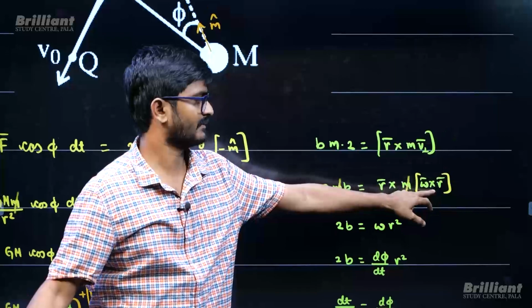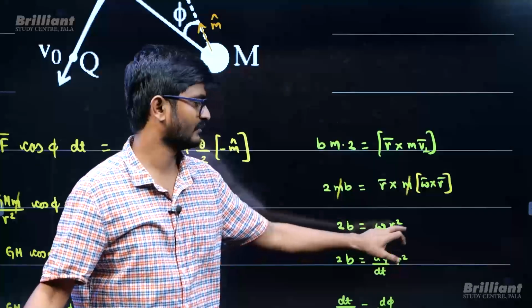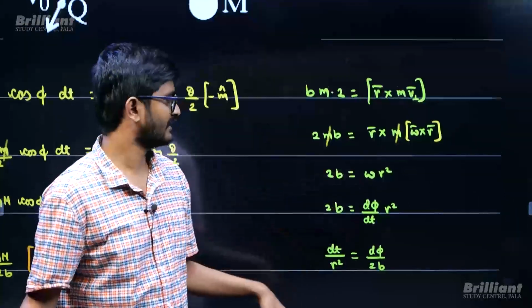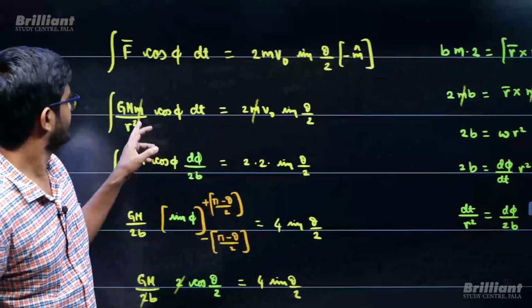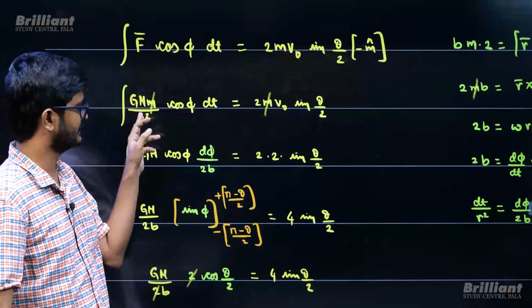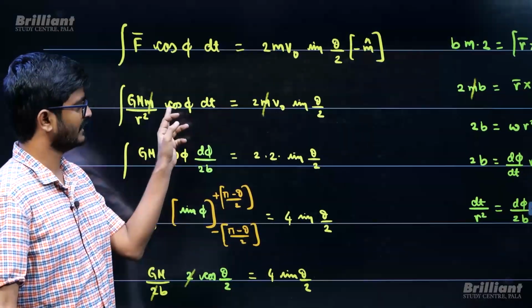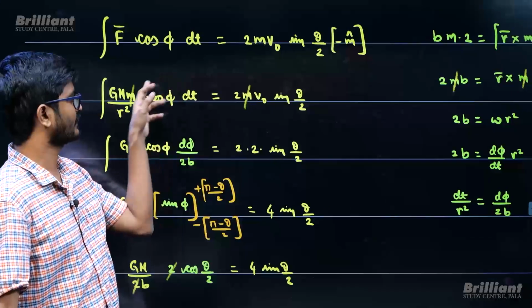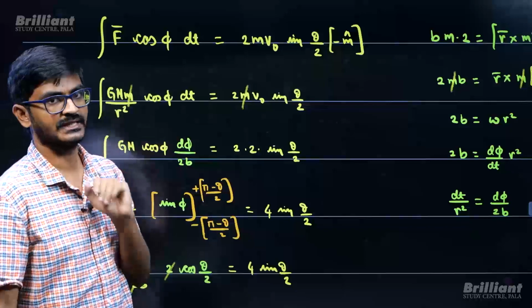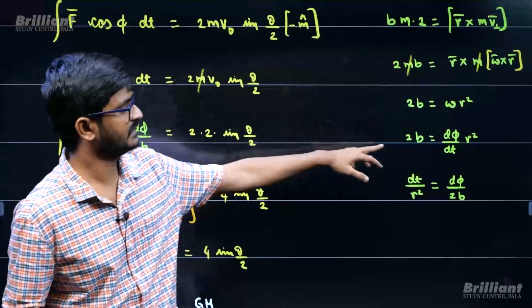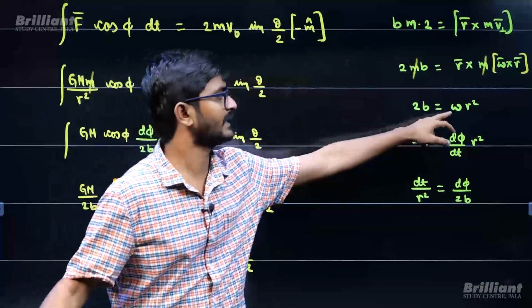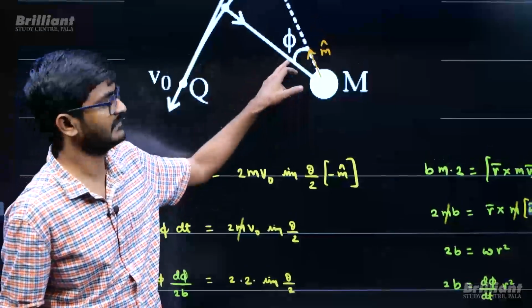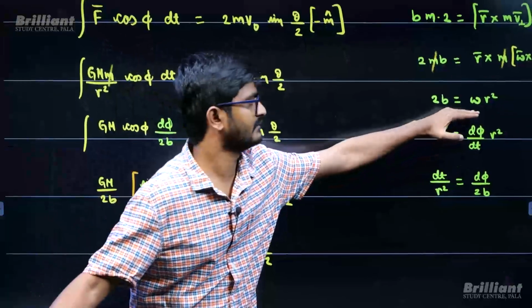This one I can write as omega bar cross r bar, and I can write the same thing as omega into r square. Now from there, the force I can write as this one. Now the problem is there are many variables: cos phi is varying with time, this is also varying with time. So I need to convert these three variables into a single variable form. So for that I am using this information. This omega is nothing but the rate at which this angle is varying.